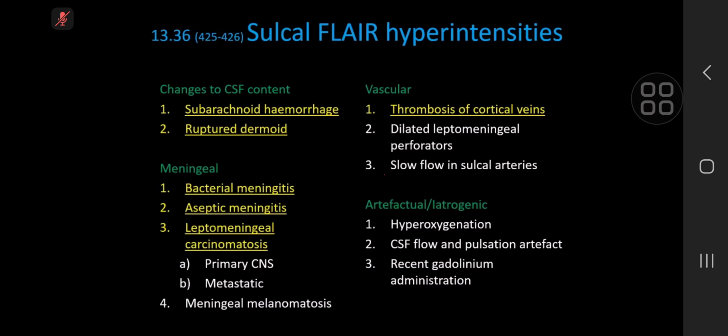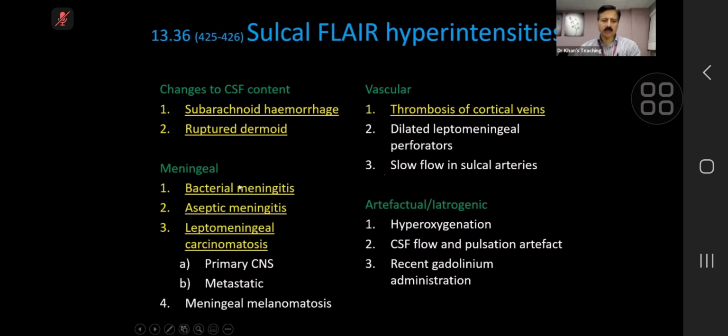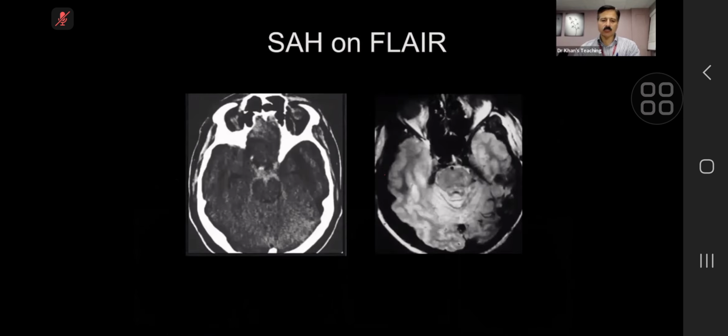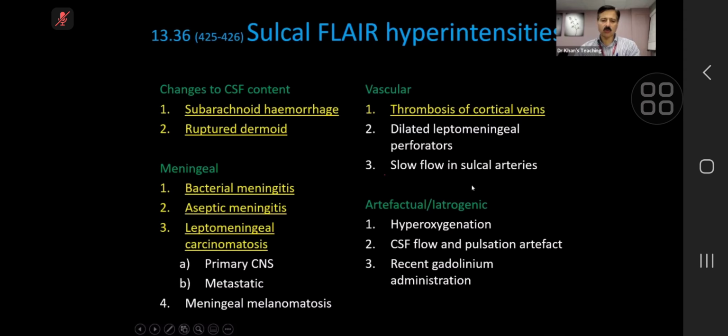Having said that, other things which can cause this are leptomeningeal carcinomatosis or any infective process, and you have to remember this. If you pick it up, then you give contrast to rule out any enhancement. So, for example, this was a CT scan where you can see this subarachnoid blood, which is high signal on FLAIR.